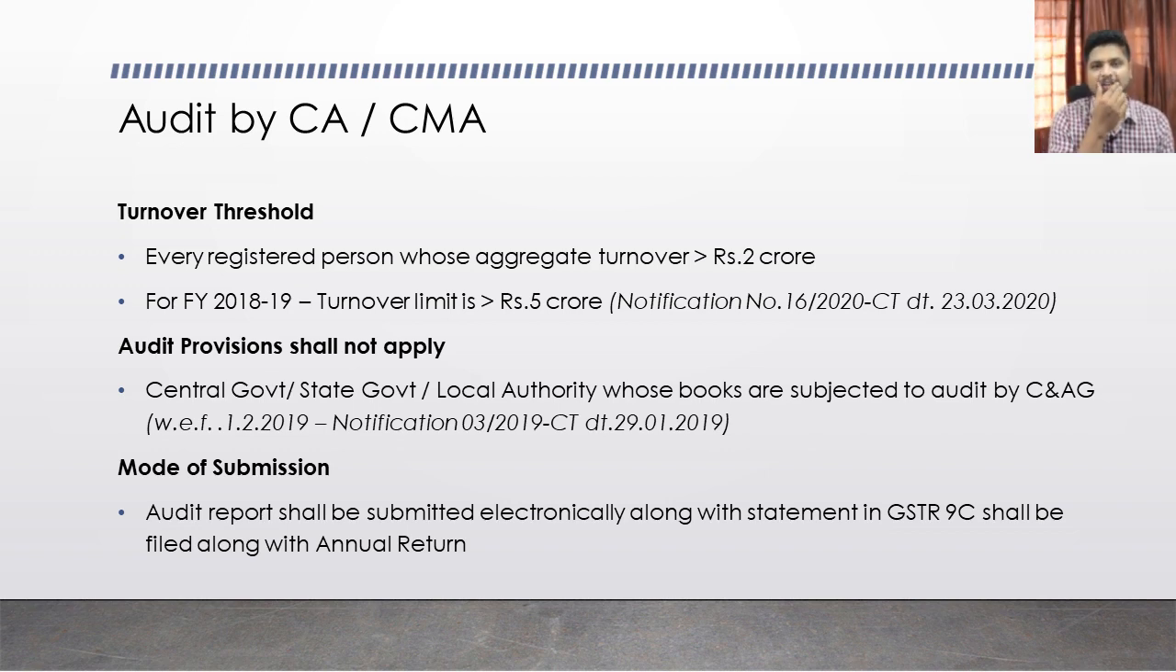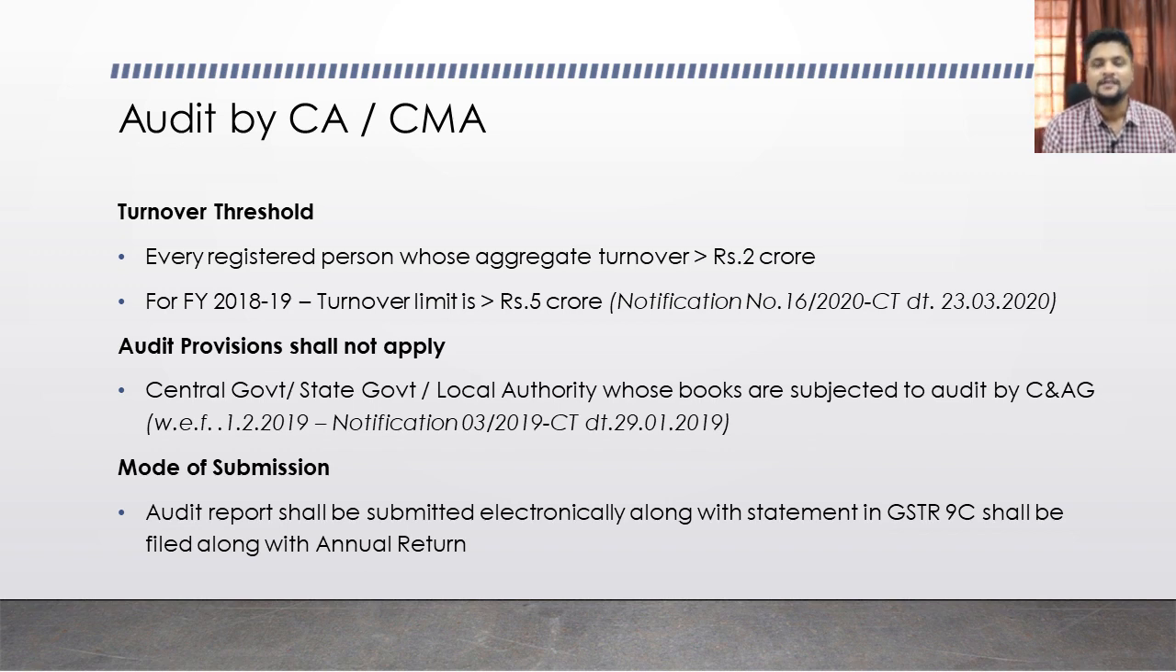During that time a notification was issued by the tax authorities. That notification states that it has just enhanced the turnover threshold limit for GST audit. For which year? Only for financial year 2018-19. For financial year 2018-19, you should read the threshold limit as not 2 crores but 5 crores, only for that financial year. But in general, the threshold limit is 2 crores. If the turnover of the registered person exceeds 2 crores, then his books of accounts have to be audited by a CA or CMA.